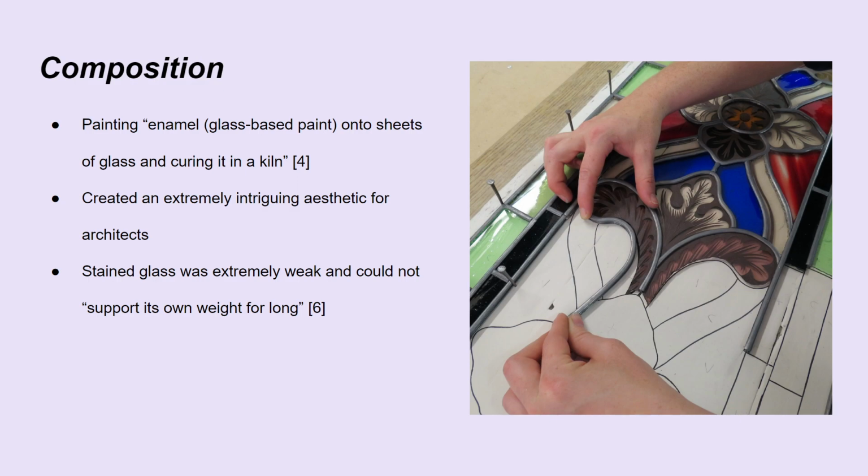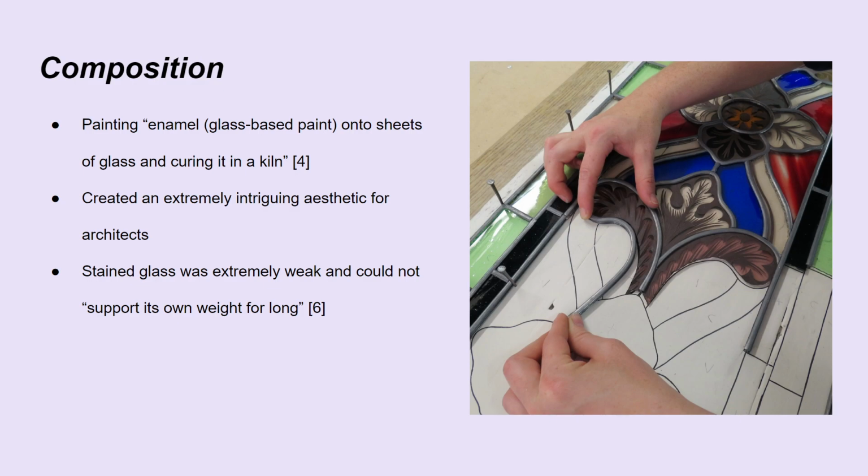So for the most part, in the Middle Ages, stained glass was made by painting enamel, which was like a glass-based paint, onto sheets of glass and then curing it. And after that, it was set into exteriors and windows and things like that, and combined with the sunlight, created a really intriguing aesthetic for a lot of architects, which is why it gained a bit of popularity.